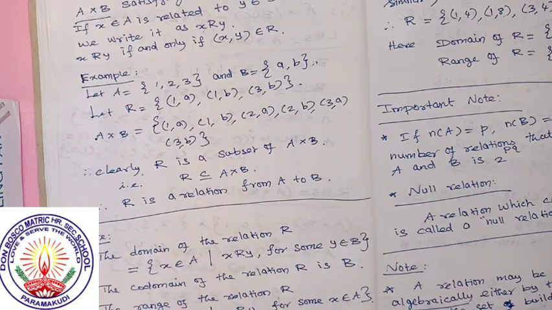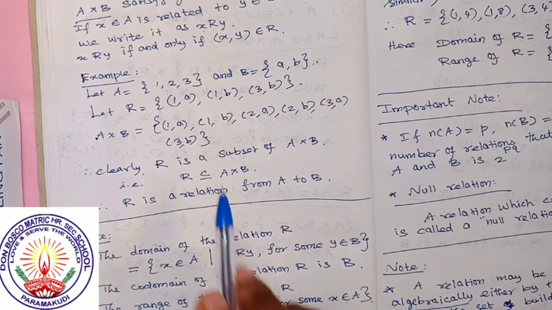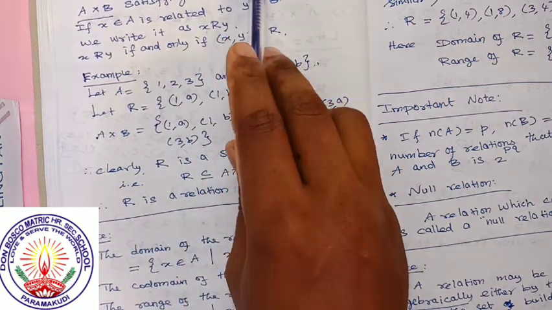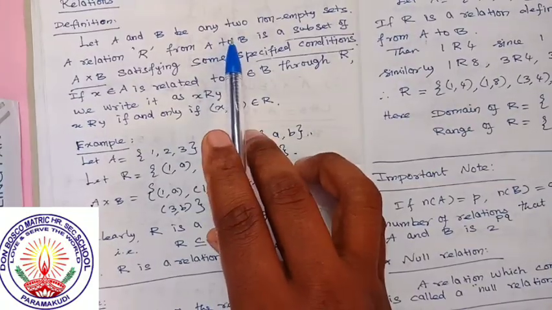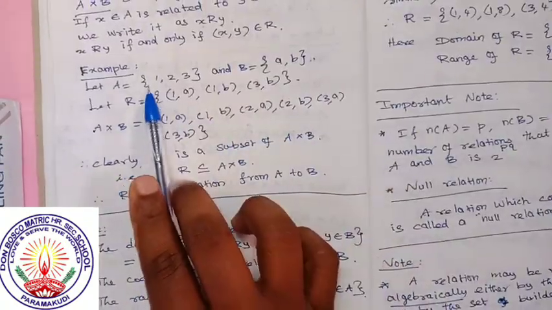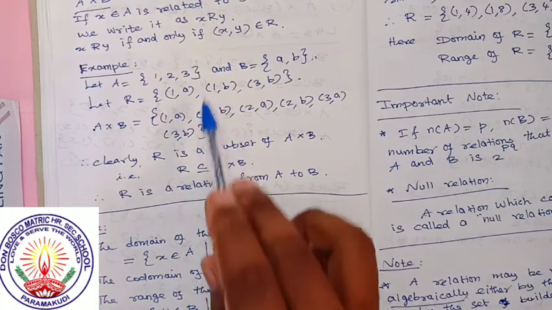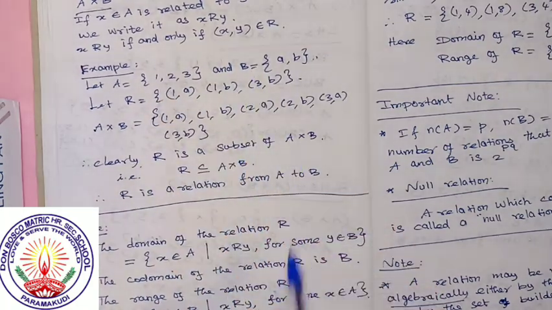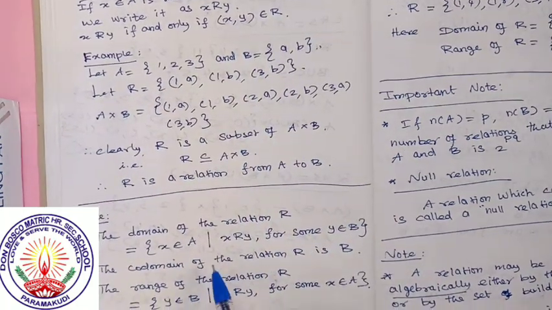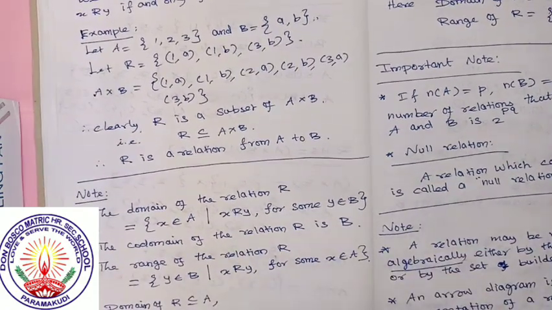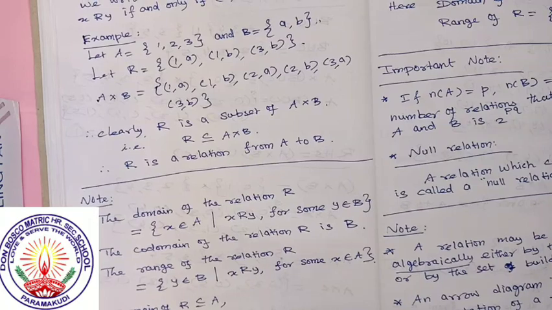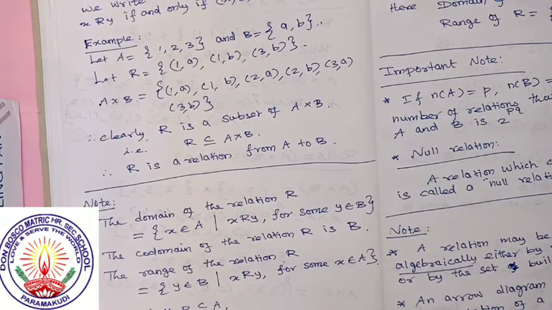The next one, codomain. Codomain means the second set. A relation from A to B means B is the codomain. So here the relation is defined from A to B, therefore B is the codomain. So the codomain of the relation is B. Whenever we write a function from A to B, B is the codomain. There will be no change.